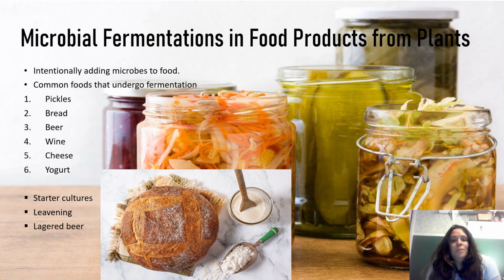Next, we're going to talk about microbial fermentations in food products from plants. This is going to be stuff like pickles, bread, beer, wine, cheese, and yogurt, starter cultures, leavening, and lager beer. Down here we have an example of what sourdough bread starter looks like.